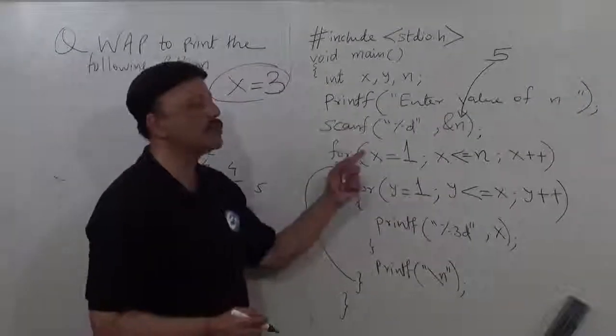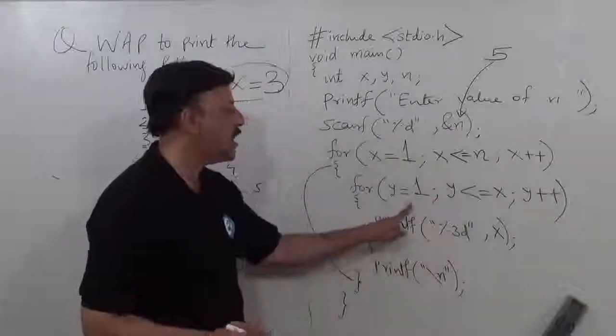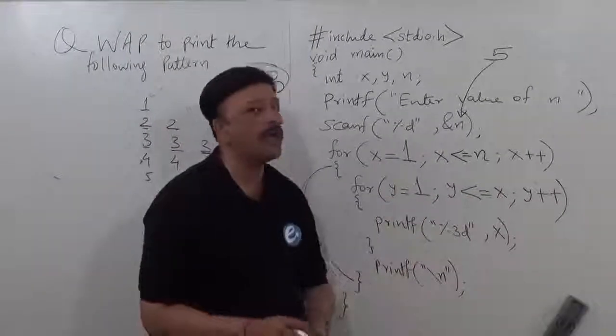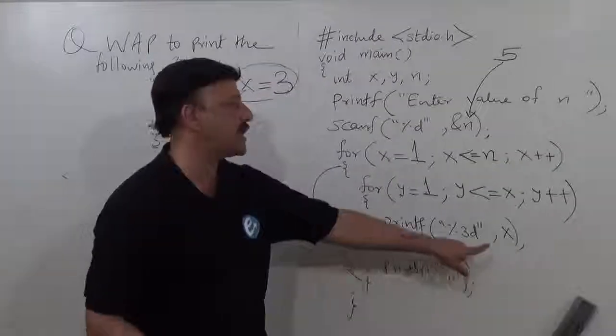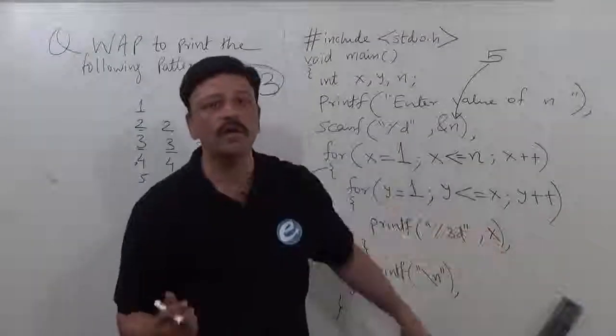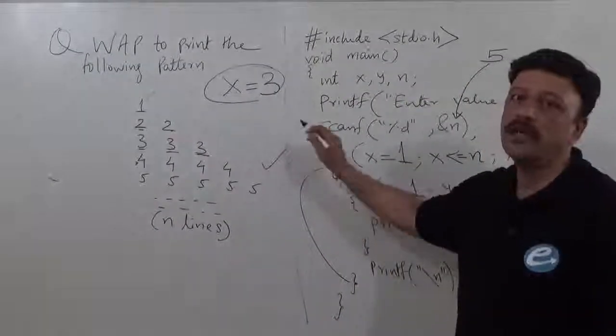Obviously this loop goes on. What will happen when x is finally 5? When x is 5, y will run from 1 to 5. So it repeats 5 times and every time it repeats, it prints x. But x is 5, so 5 will be printed 5 times. I hope you got that. Thank you very much.